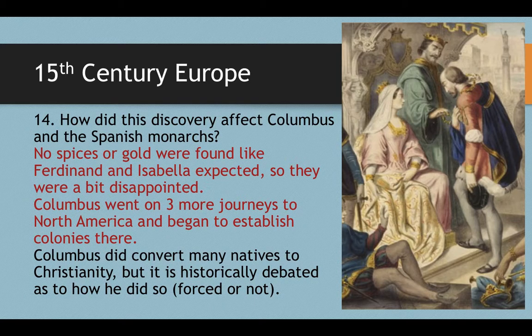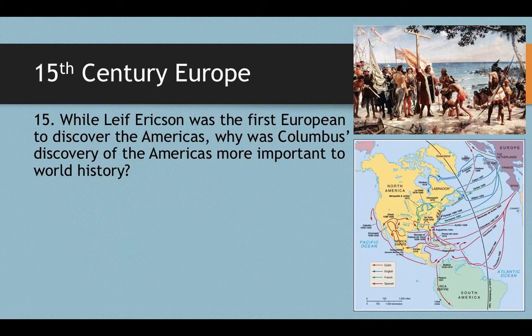Okay, so people who say that Christopher Columbus is Satan, okay, it's a little exaggerated. Okay, he was not that bad. He wasn't a great person, but at the same time, we shouldn't make him out to be the villain of this story. Now, Leif Erikson, as we talked about last unit, was the first European to discover the Americas.